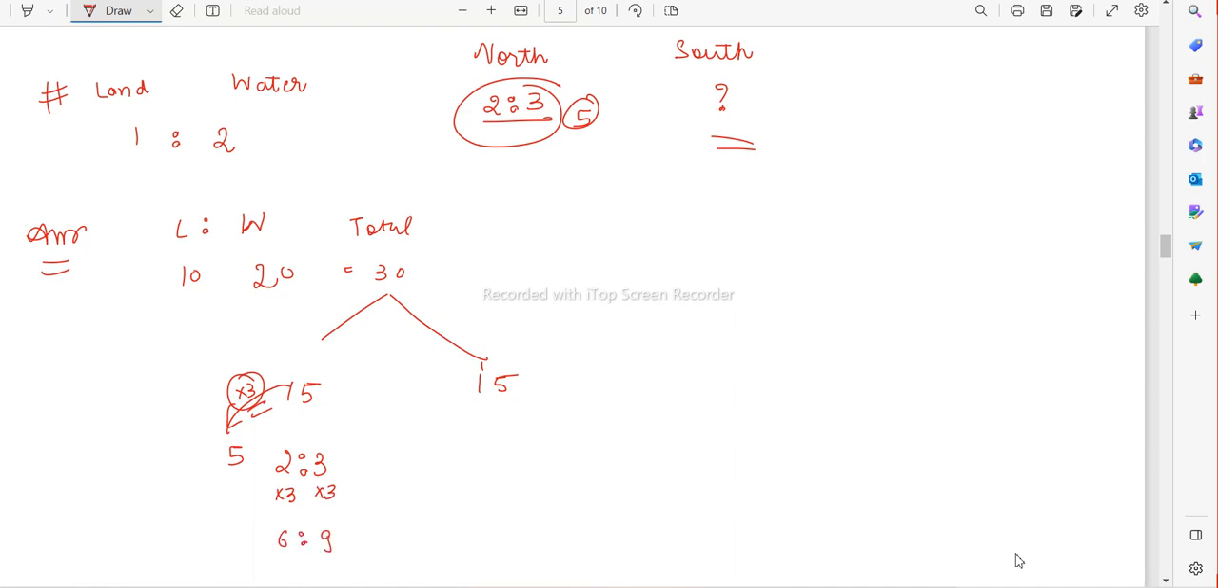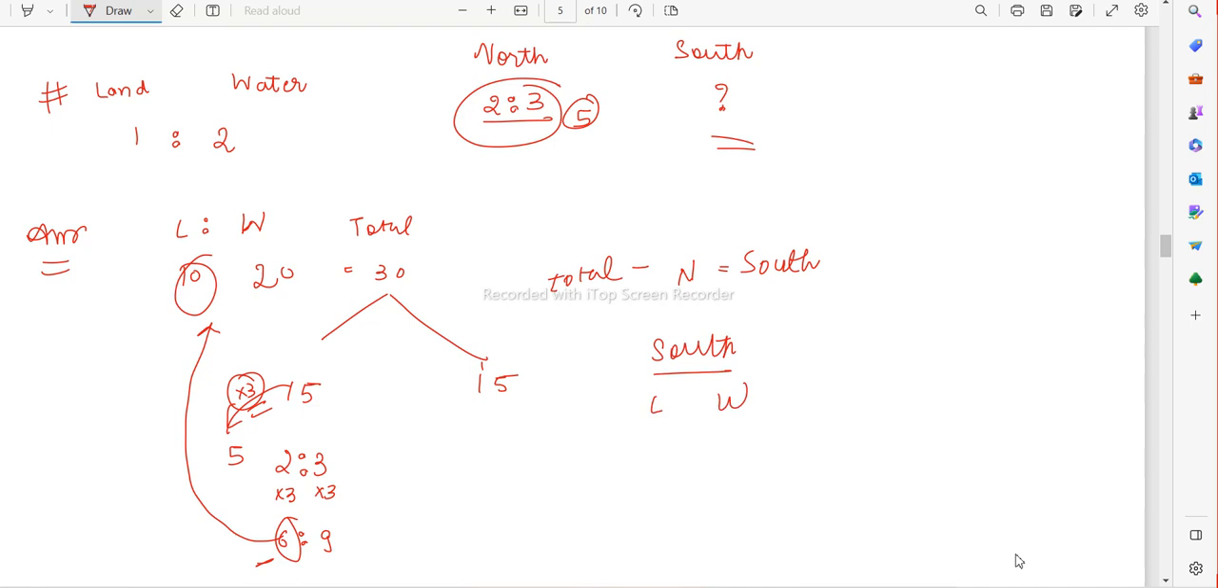And this 6 ratio 9 is what you have to subtract from the total. If you subtract north from the total, then you'll get the south. So total is 10 and north is 6, so we make the south ratio here as well. South here would be equal to 4, and here it would be equal to 11. So this is going to be the final answer.